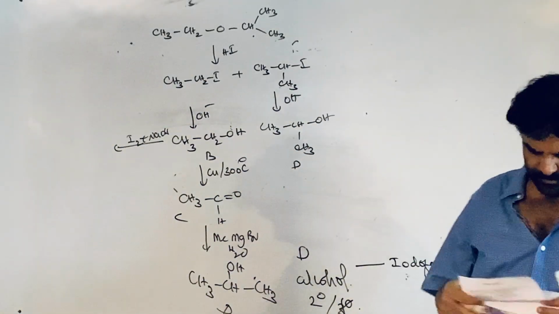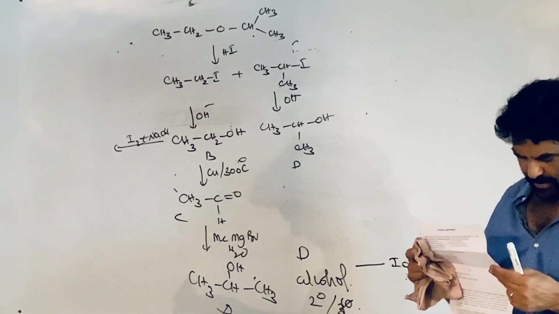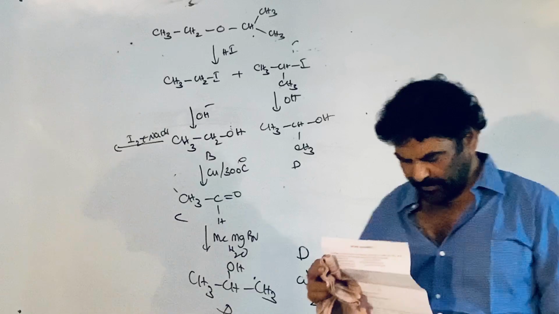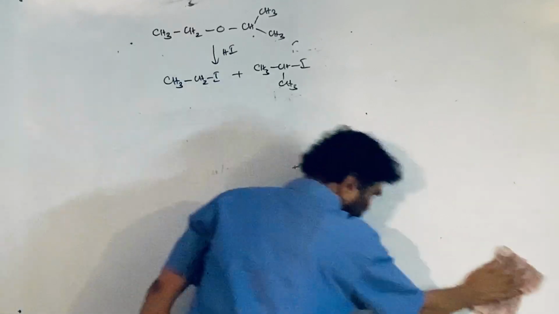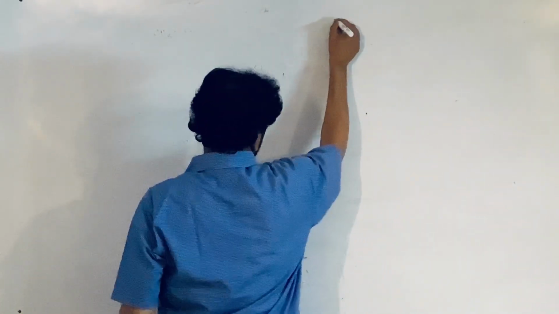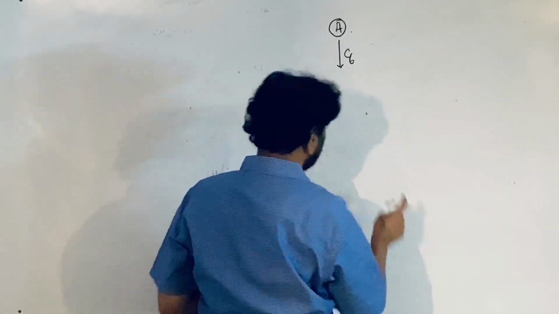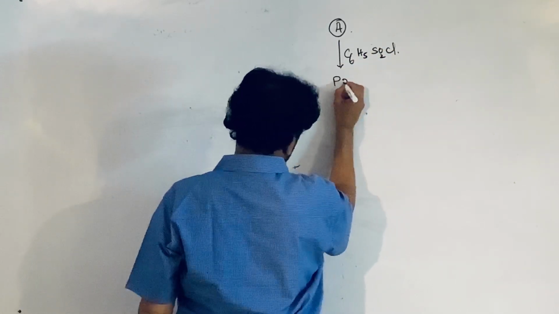Next one is this compound. A is basic. This is a nitrogen containing compound. It is a basic compound. Base means nitrogen. It must be in the amine form. So A. The condition is it reacts with benzene sulfonyl chloride or toluene sulfonyl chloride, benzene C6H5SO2Cl. Product is formed.